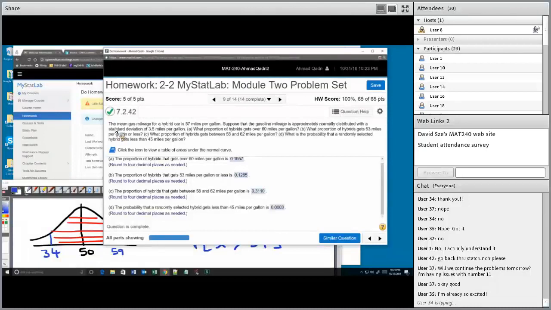All right, so now we actually have a real life example. Isn't that nice? You studied all this normal distribution and you're probably like, what is all this? Where is it used? Well, here's a real life example. The mean gas mileage for a hybrid car is 57.